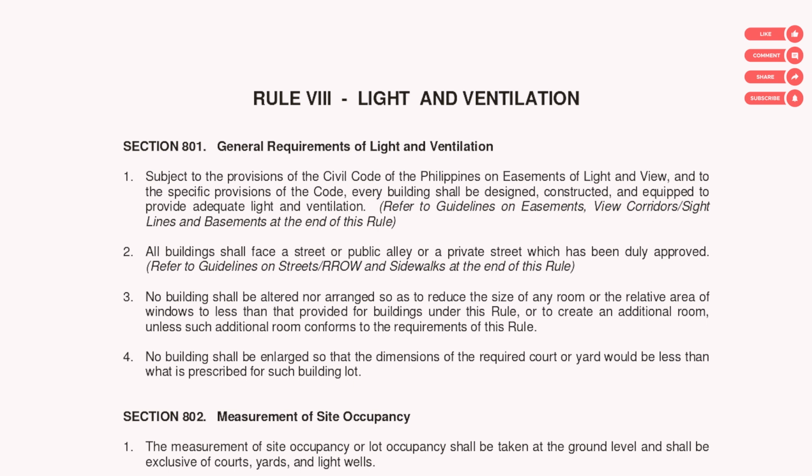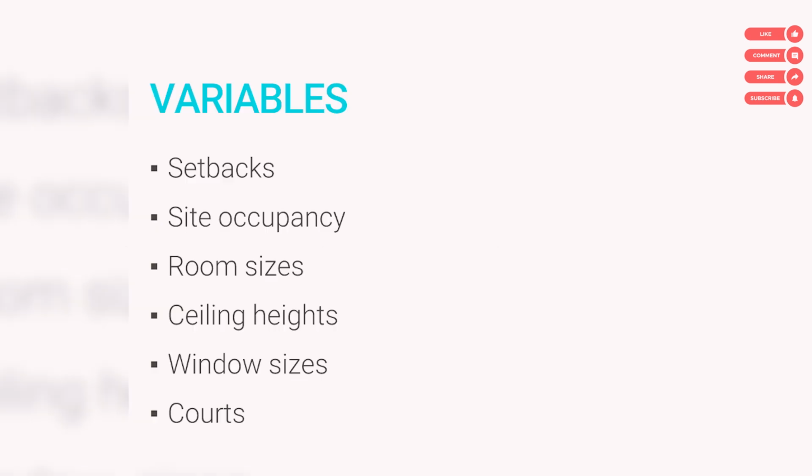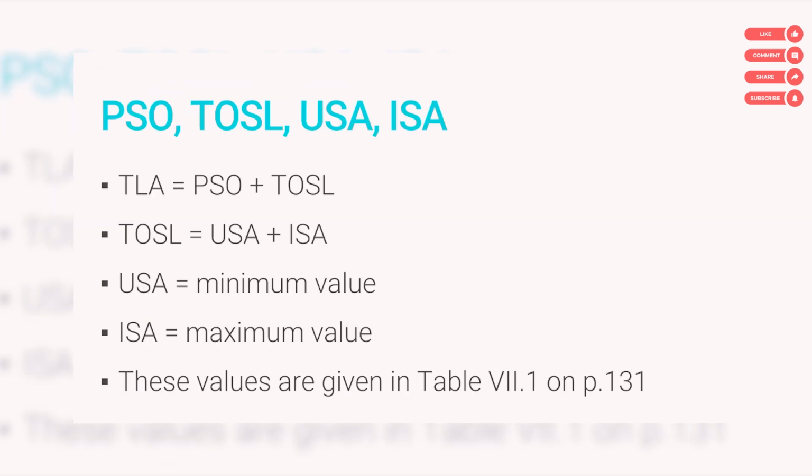Now, this rule is going to be about things like setbacks and room sizes and ceiling heights and window sizes. All of these things can affect how much light and how much ventilation buildings get. So that's the focus of the rule. But there are topics that are not as strictly speaking related. But anyway, let's just go over the topics. I'm starting with this.